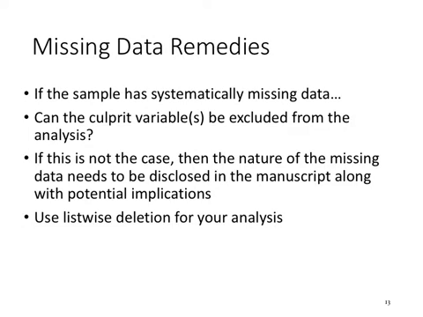If the sample has systematically missing data, in terms of a remedy, so in our case, we found significant t-tests and at least approaching significant chi-squares. So we have systematically missing data. Can the culprit variables be excluded from the analysis? So maybe I just decide I'm not going to use income in my analysis, is that a possibility? I assume you collected it for a reason, so it probably isn't, but it might be. And so that might be an option.